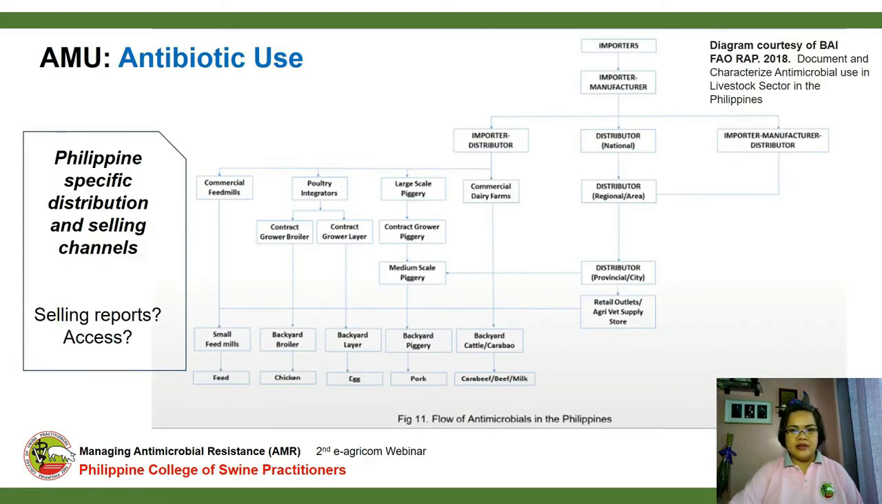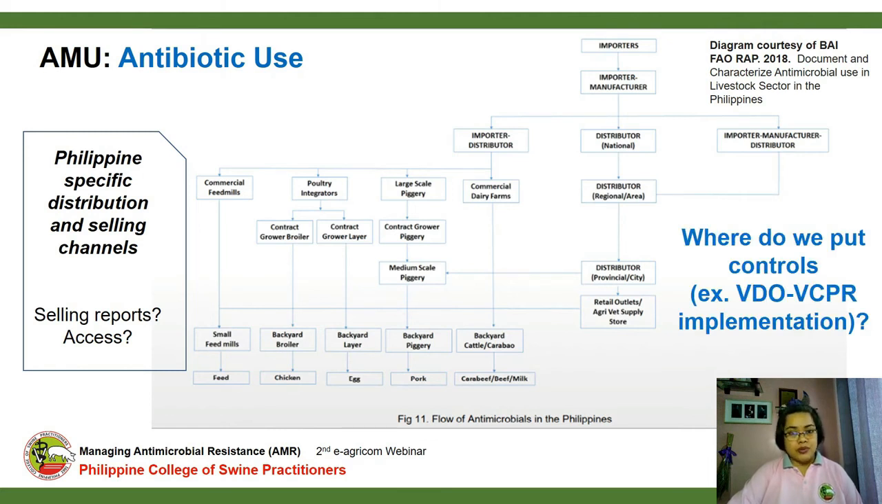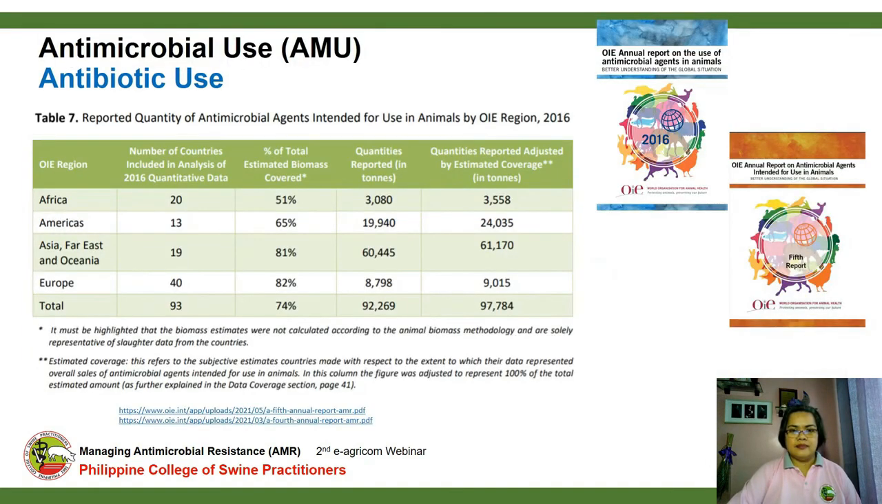Of particular interest is how we sell veterinary drugs and antibiotics in the Philippines. We have importers who sell down the line to manufacturers or distributors and on to selling and retail channels. How do we capture use data? Where do we put controls? How can we show we are responsible in use and not doing indiscriminate use? Efforts to quantify antibiotic use are already underway.